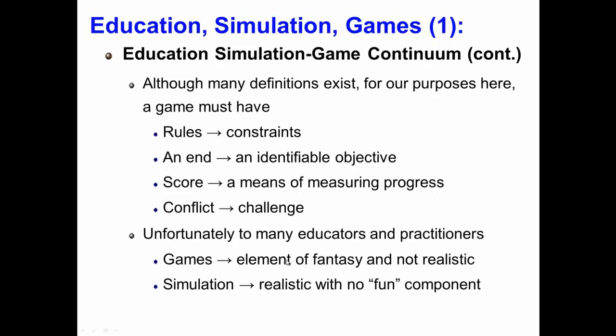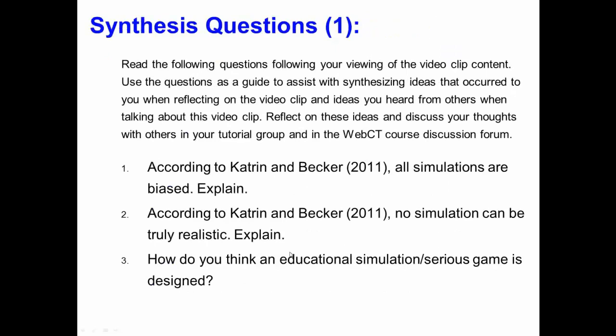This brings us to the end of the material for video clip 2, and it brings us to our synthesis questions. So number 1, according to Catron and Becker, all simulations are biased. Explain. Number 2, according to Catron and Becker, no simulation can be truly realistic. Explain. And finally, number 3, how do you think an educational simulation or a serious game is designed? And this is the end of video.